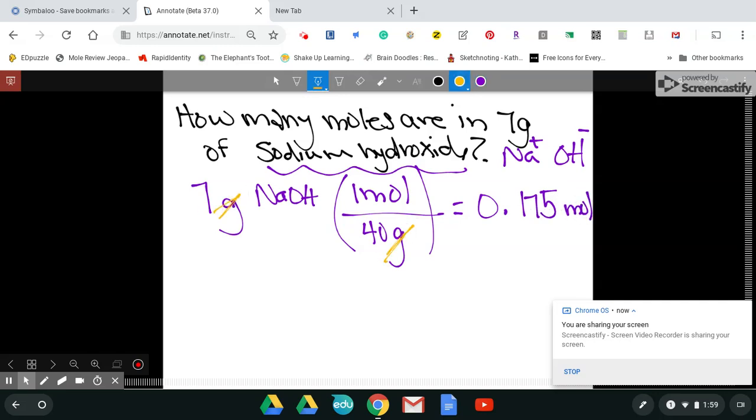All right, so here's what we've done. We've gotten rid of grams. This is why I always do unit conversions. And I set up what's called a conversion factor here, because it lets me know that 1 mole of sodium hydroxide equals 40 grams.